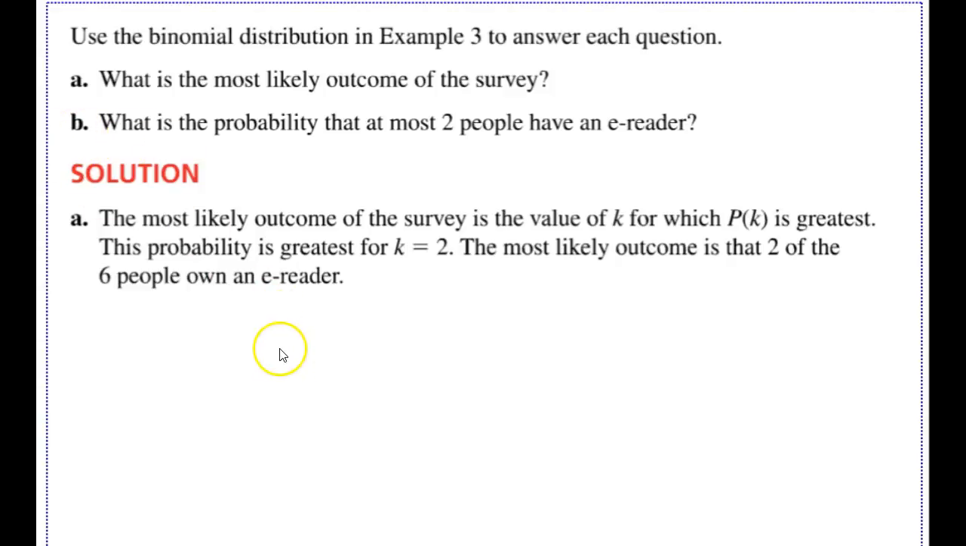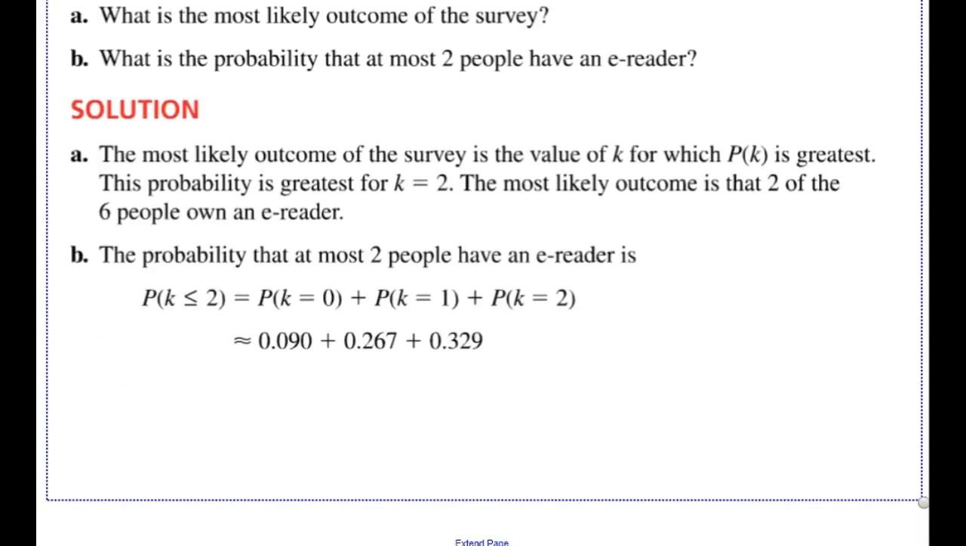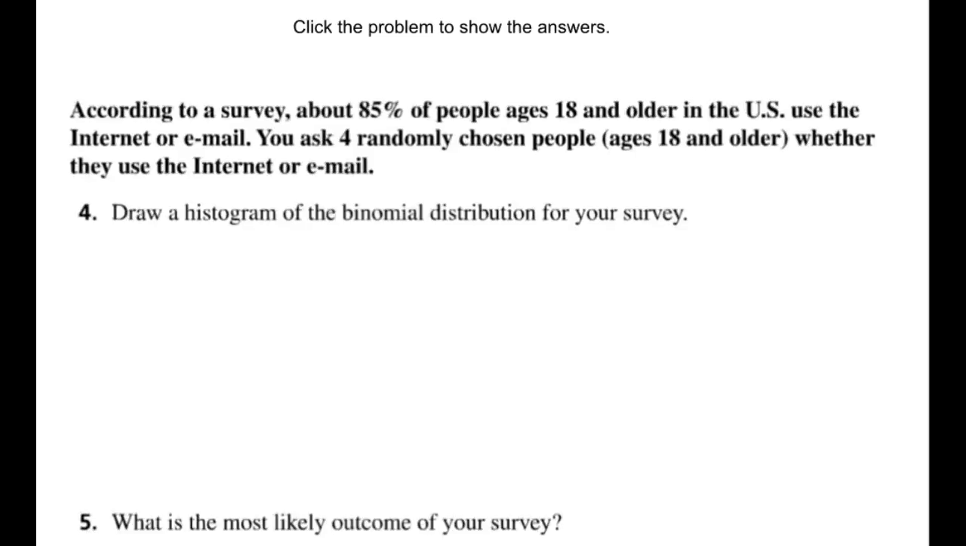Then, what is the probability that at most 2 people have an e-reader? I'm looking at the probability that k is less than or equal to 2. At most means less than or equal to. So I have to find the probability of 0 and 1 and 2, which I did in the previous example. Now I just find those probabilities, and since these are independent events, I can just add them together. I find that my probability is about 68.6%. Things would be different if these were dependent, but they're all independent events.